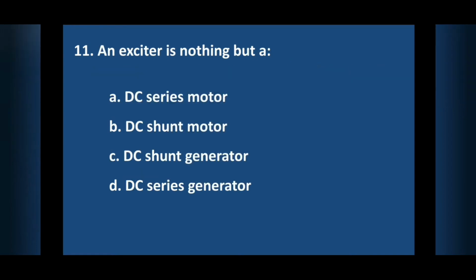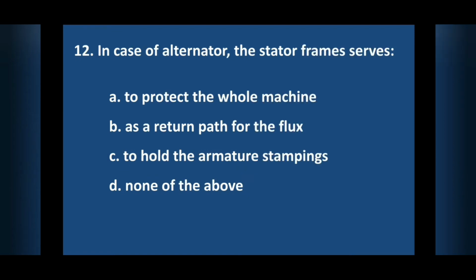Question number 11. An exciter is nothing but a. Answer is option C, DC shunt generator. Question number 12. In case of alternator, the stator frames serves. Answer is option B, as the return path for the flux.